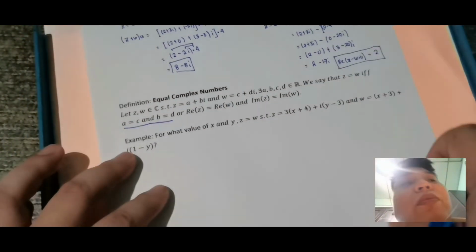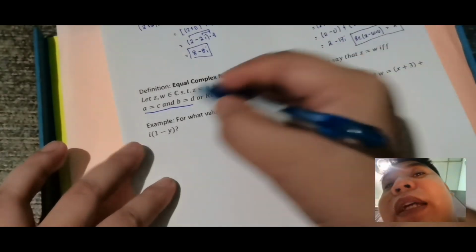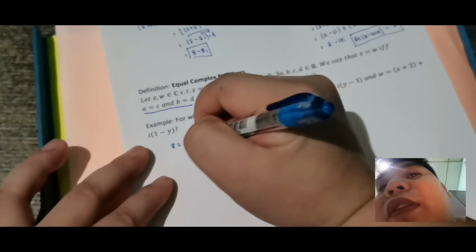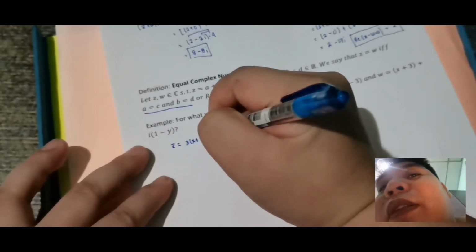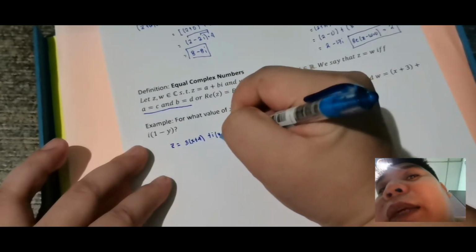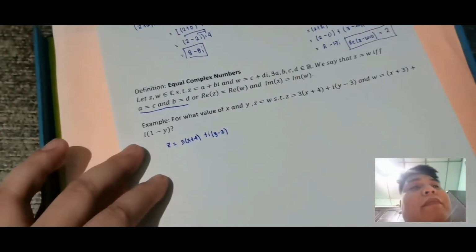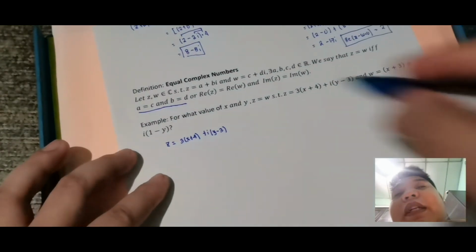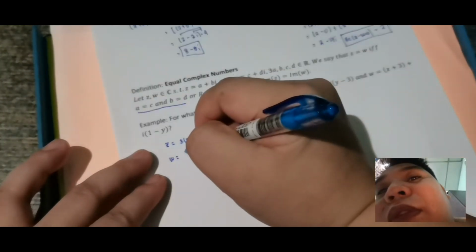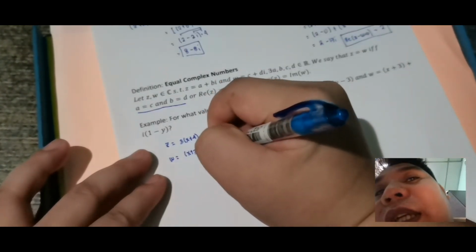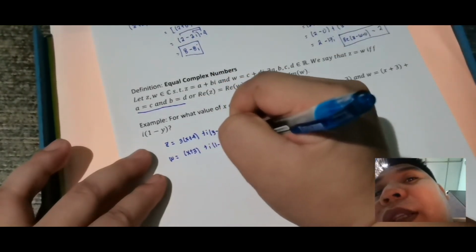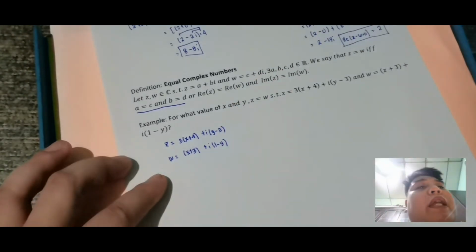Ang gawin, re-rate ko muna lahat para mas makita natin. Given z is equal to 3 times x plus 4 plus I times y minus 3. Okay, next, w is equal to x plus 3. Okay, ayun yun. Plus I times 1 minus y.